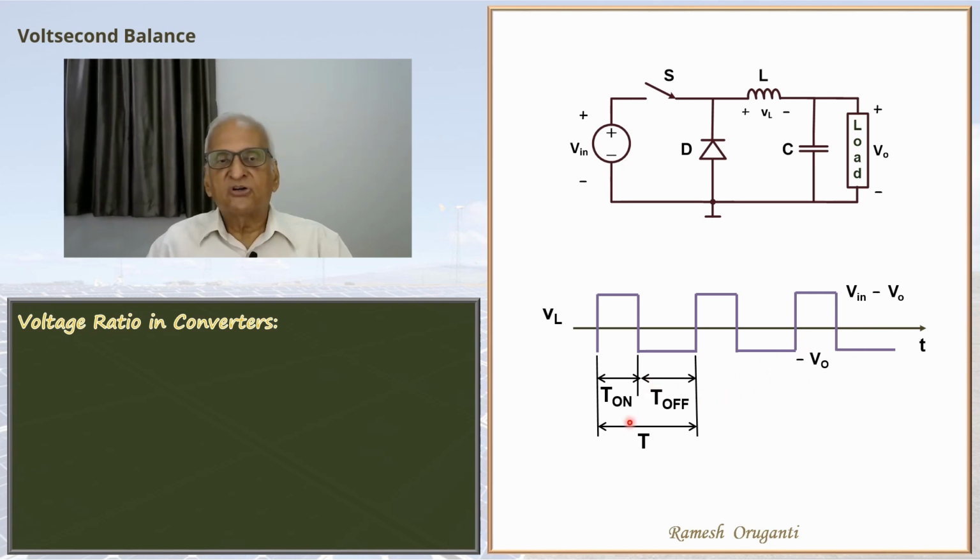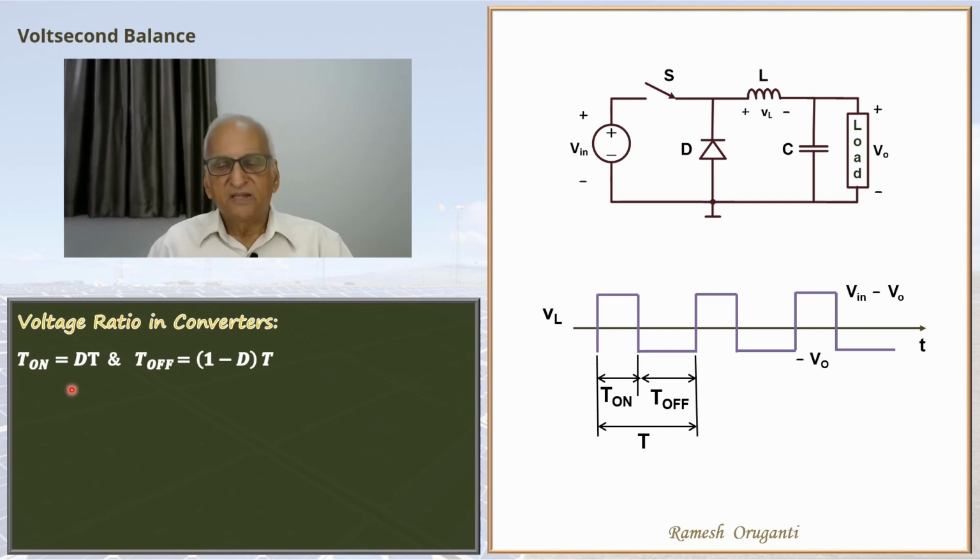T on plus T off constitutes one period of switching, T, capital T. And T on by T is duty cycle. So T on is duty cycle times T. T off will be T minus T on, or T minus DT. So T off will be 1 minus D times T. Notice that it is relatively easy to come up with the inductor voltage waveform. The inductor is either connected to the source or to the load or both. So it's easy to plot the voltage waveform.